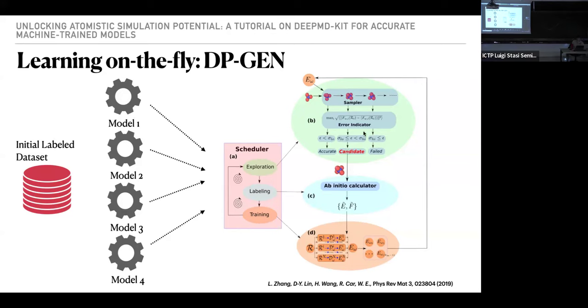You perform an ab initio calculation over it. You put it back in your initial dataset, and you train again all the models, and you continue this procedure again till you do not find any other candidate. And this means that your dataset contains all the information to perform molecular dynamics simulation with high accuracy at those temperature and pressure that you choose. So this is basically the way in which you do this.